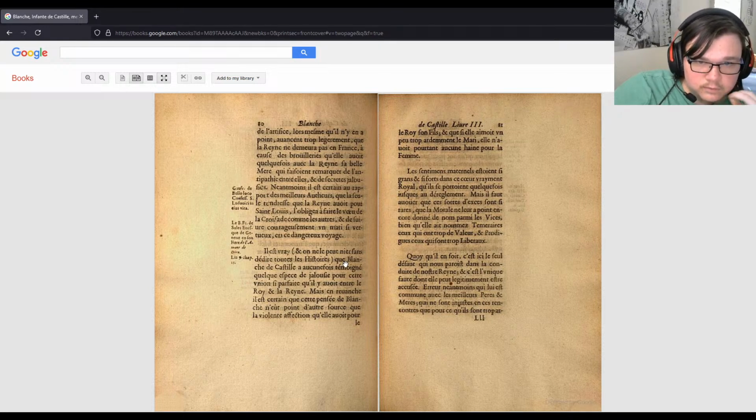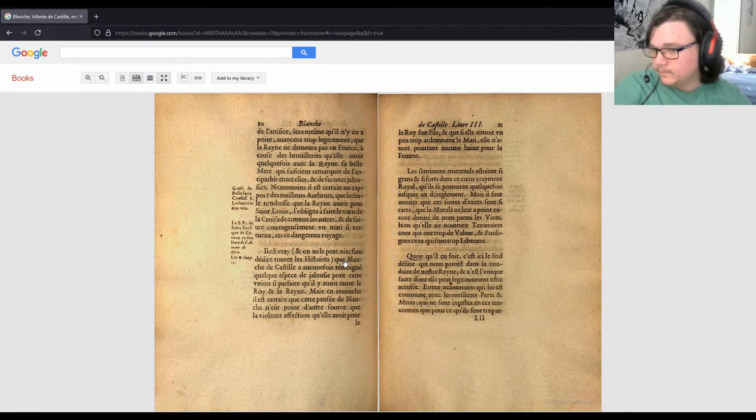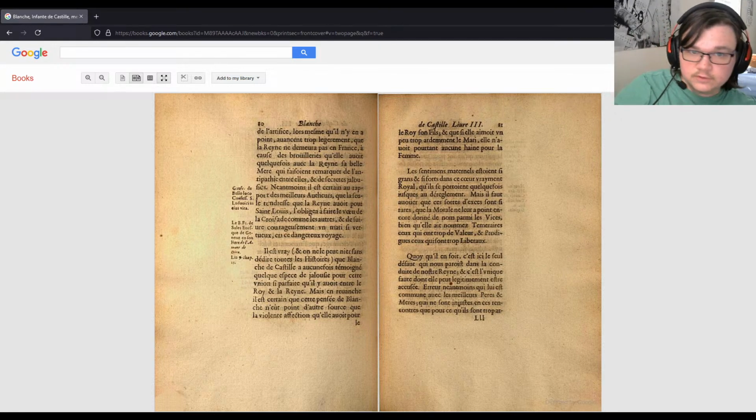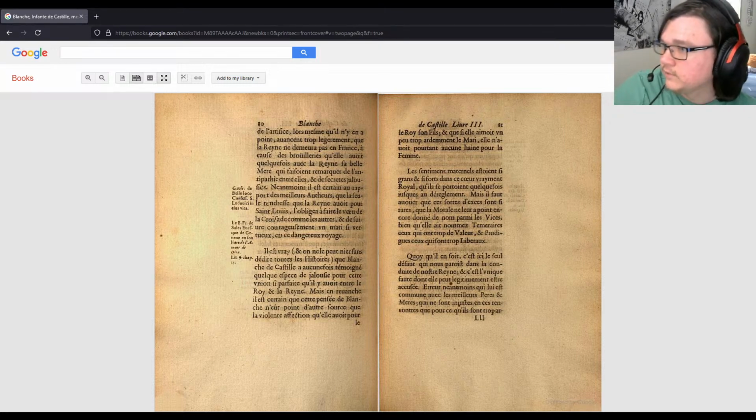Elle n'avoit pourtant aucune haine. I think haine means hatred. So she did not have any hatred for Margaret. This is basically saying that she was overprotective, not out of hate, but out of her ardent love for her son.